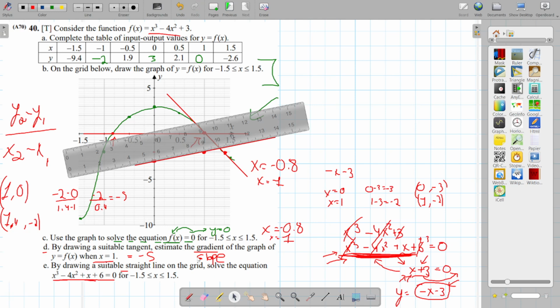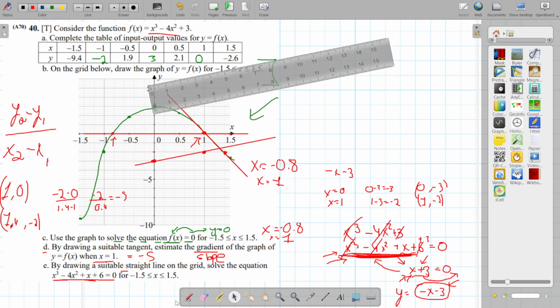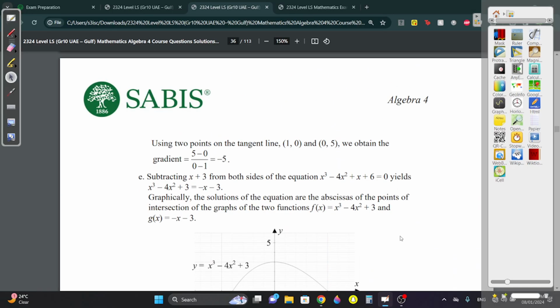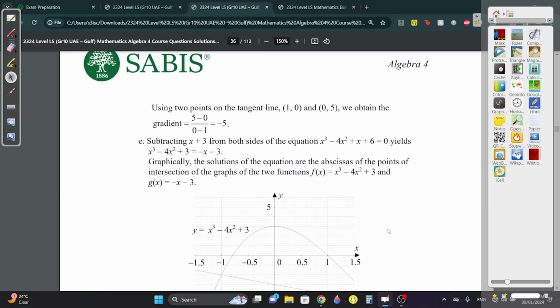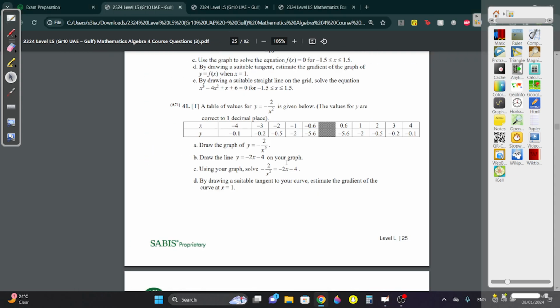And then I think they're saying, where do they intersect? You have to see where they intersect. They intersect over here at this green point, which is at x equals, I think, 1.3. At x equals 1.3. Like this, we're done with the top questions. I think that's it.